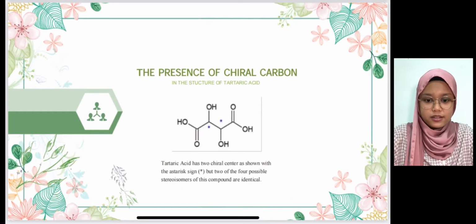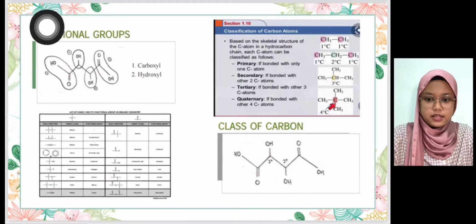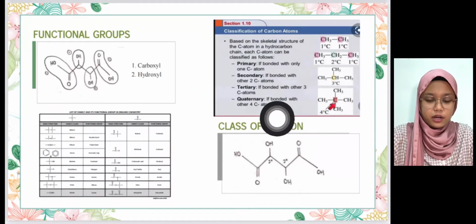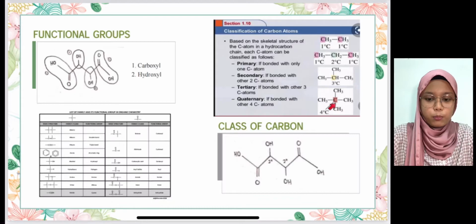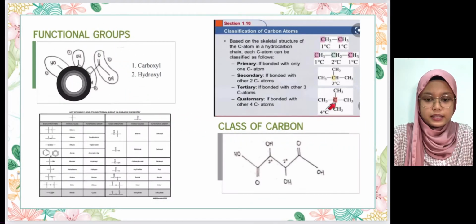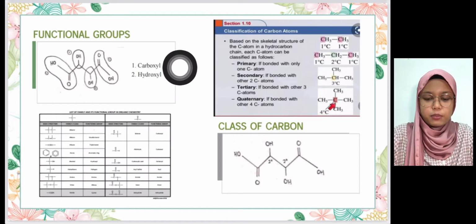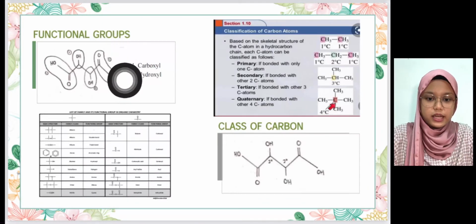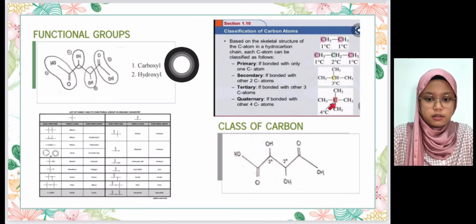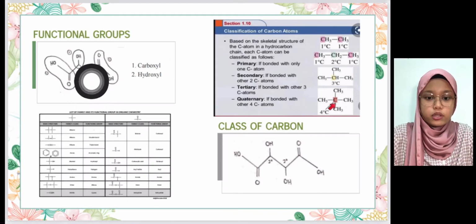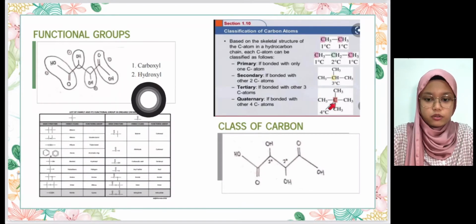Next, we move to the last content in this video, which is the functional groups and class of carbon that exist in the compound of tartaric acid. There are 4 circles here, but actually it only contains 2 functional groups. The first one is this carbon that is bonded with O and OH. Its functional group is carboxyl. The second one is the carbon that is bonded with OH, and its functional group is hydroxyl.